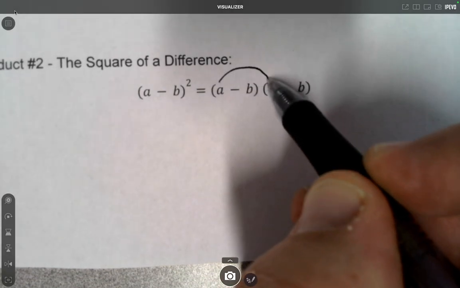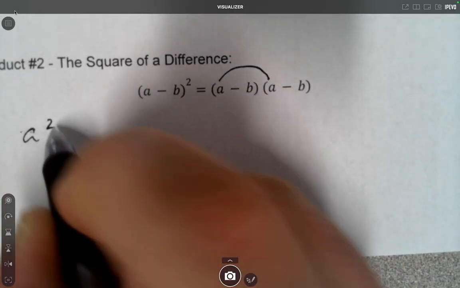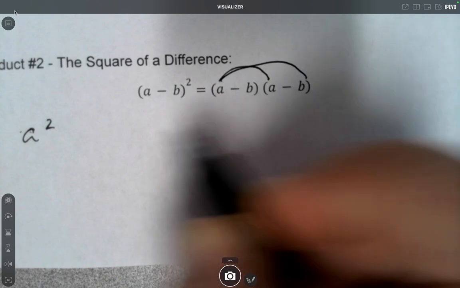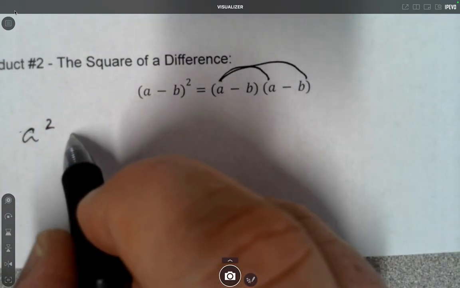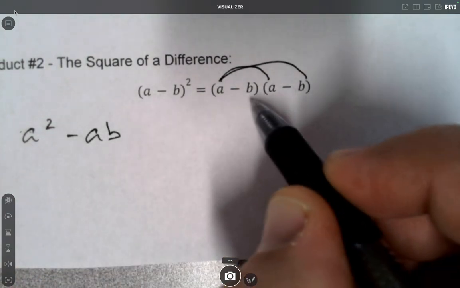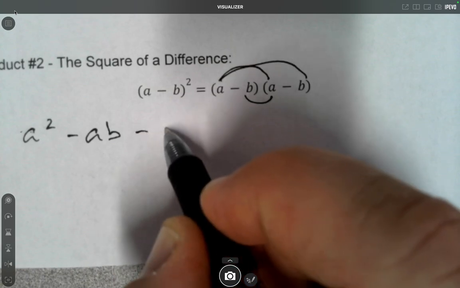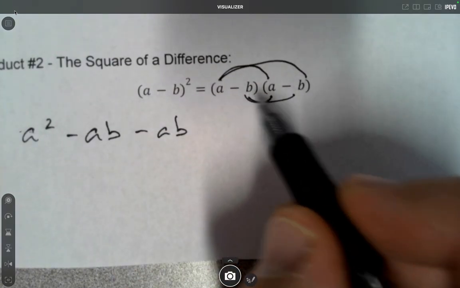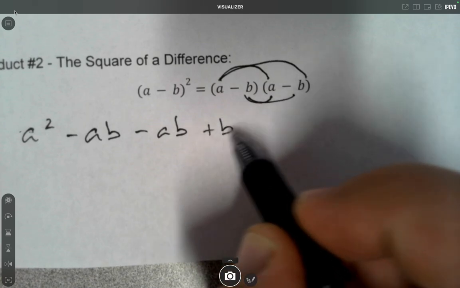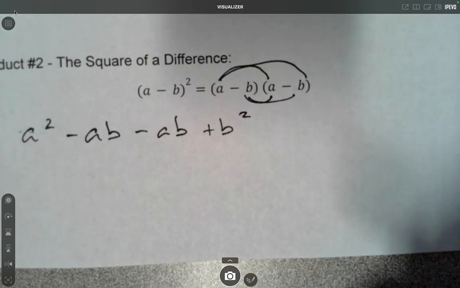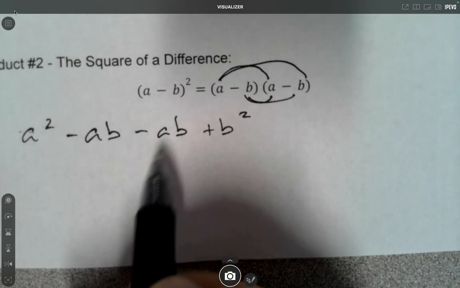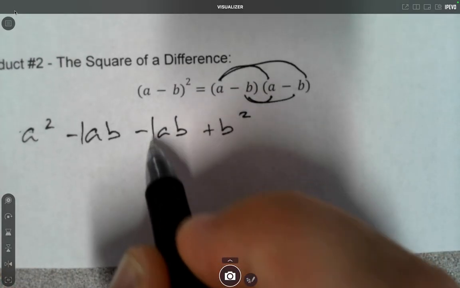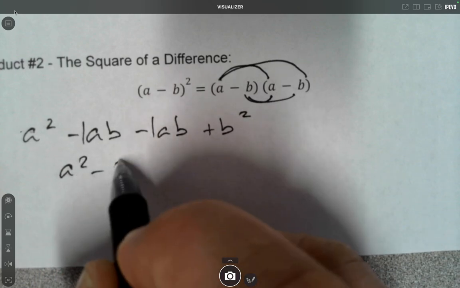So I do first, outer, so that's a times negative b, so we get negative ab, inner, negative ab, and last, negative b times negative b is positive b squared. So just like before, the middle terms will combine. That's negative 1ab minus 1ab, so it's negative 2ab.